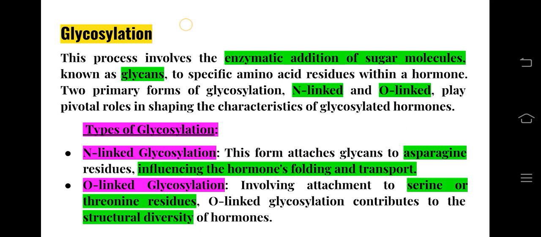So let's learn about types of glycosylation. N-linked glycosylation. This form attaches glycans, in the sense sugar molecules, to asparagine residues, influencing the hormone's folding and transport. Then O-linked glycosylation involves attachment to serine or threonine residues. O-linked glycosylation contributes to the structural diversity of hormones.